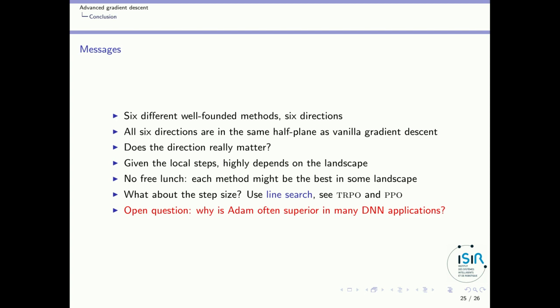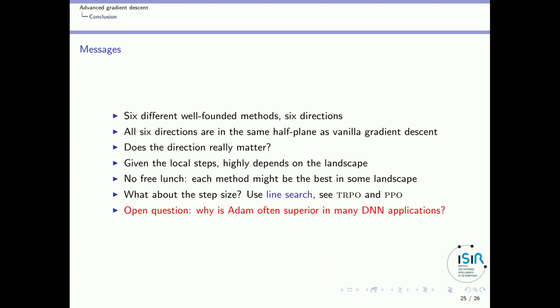So to summarize what I have said in this video, I have presented to you 6 different well-founded methods which will give you 6 directions and 6 step sizes for gradient descent. One point is that all 6 directions are in the same half plane as vanilla gradient descent. So vanilla gradient descent is probably something already quite good because it provides you with the general direction. Okay, so an open question is, does the direction really matter? Okay, and from our study with students, we are not sure that it matters actually.